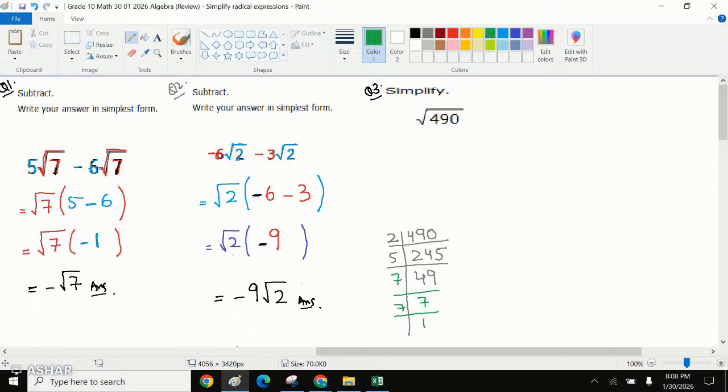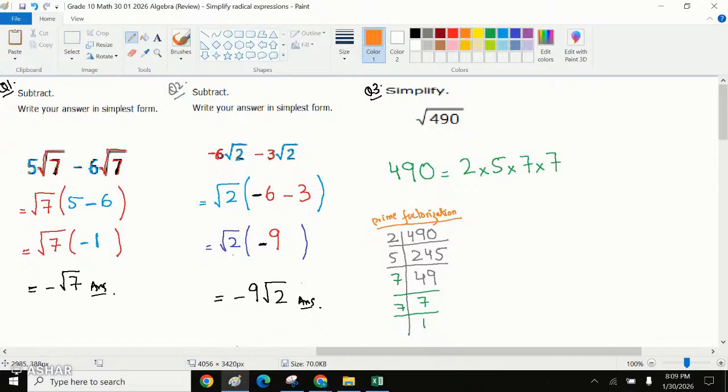So for the given question, we can say 490 can be written as 2 multiplied by 5 multiplied by 7 multiplied by 7, right? This is prime factorization. We found the prime factors, prime factorization.